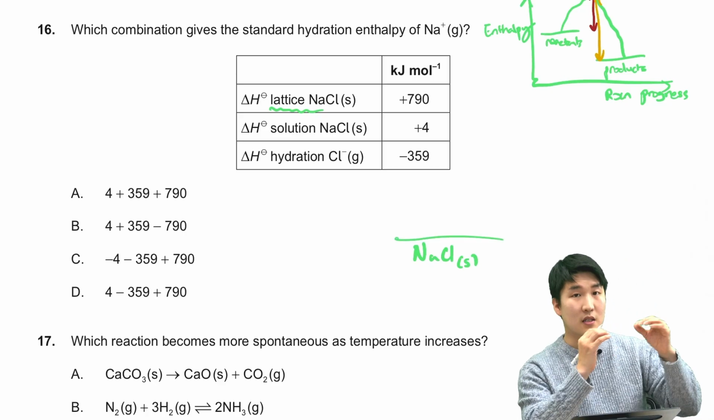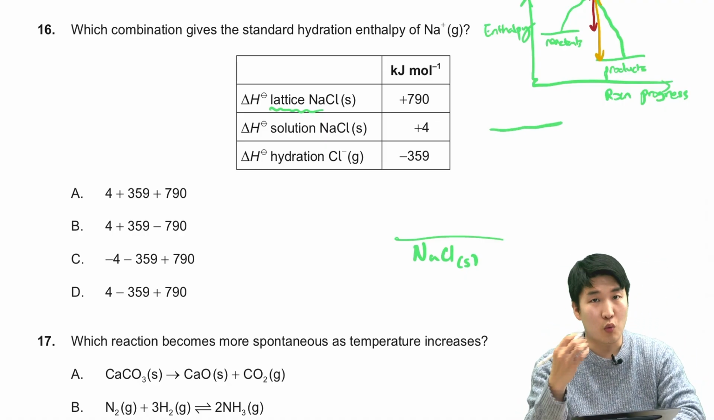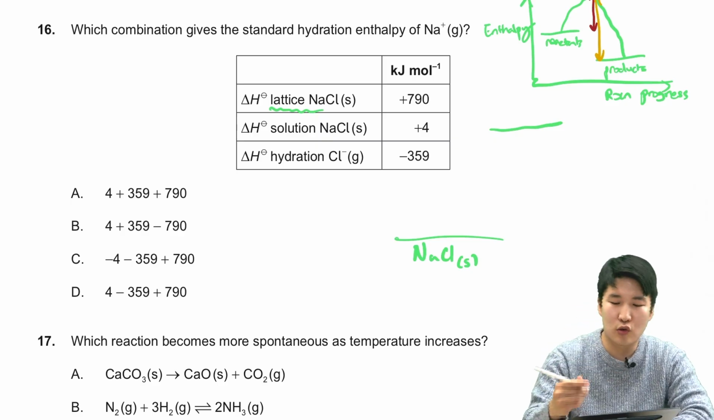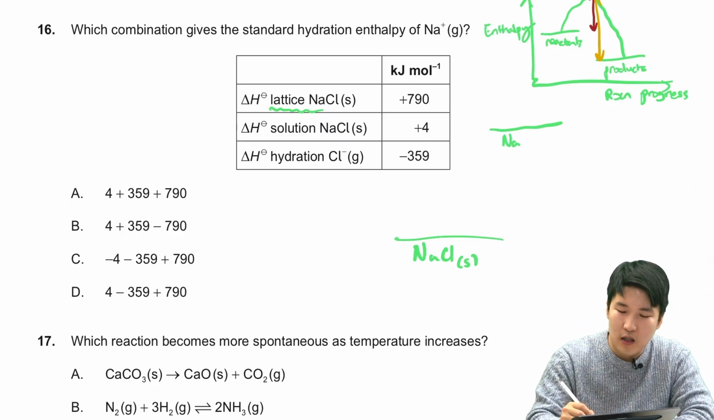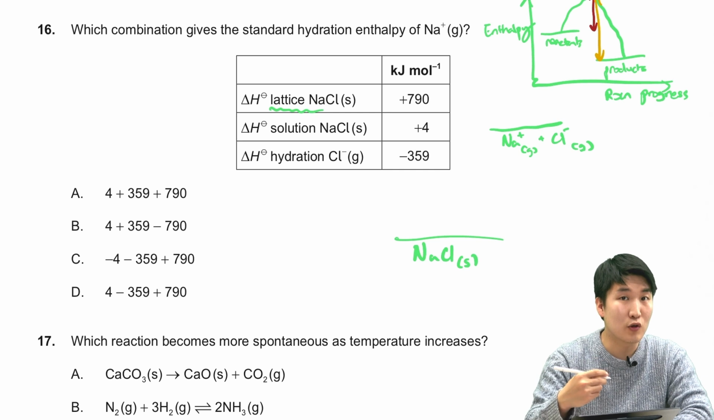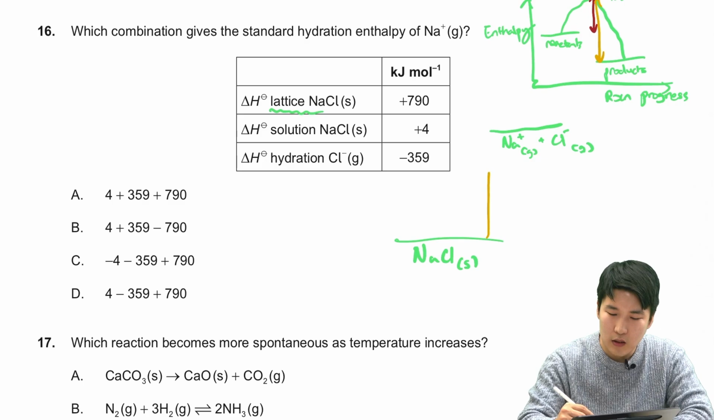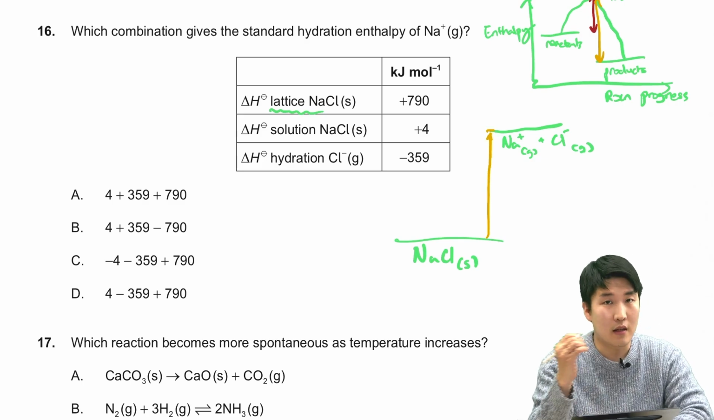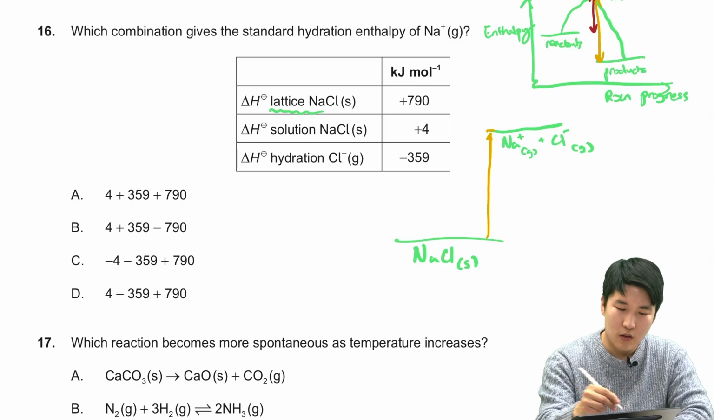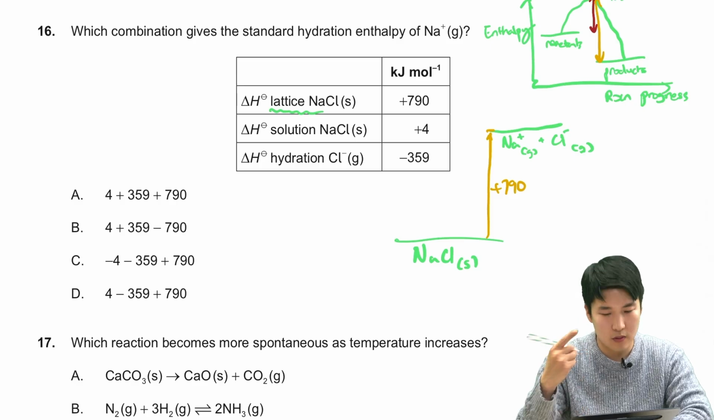NaCl solid will have a specific enthalpy, which requires a lot of energy to break into the gaseous ions Na plus and Cl minus gaseous. The energy required to convert NaCl solid into gaseous Na plus and Cl minus is what we call the lattice enthalpy. And we're given this value to be plus 790 kilojoules per mole.